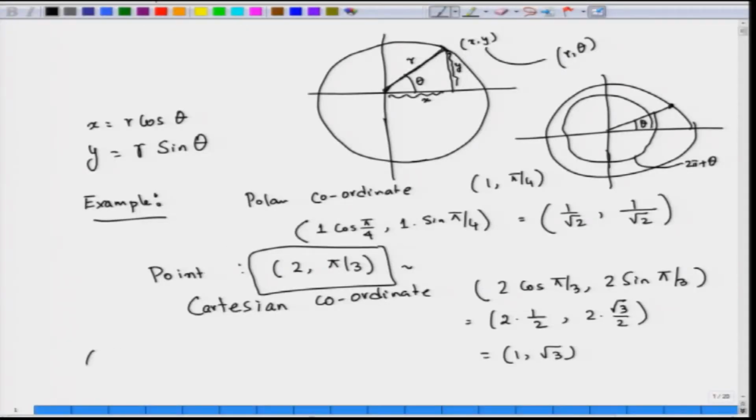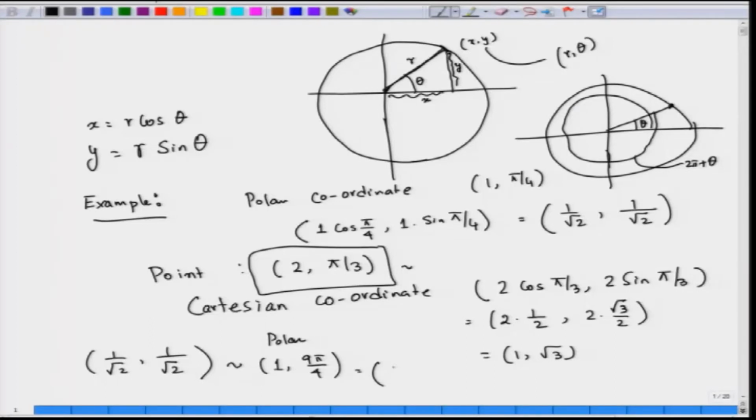So basically, if you look at 1 by square root of 2, 1 by square root of 2, in polar form we have seen that it is written as 1 and pi upon 4. We can also write this as 1 and 9 pi upon 4. So 1, pi upon 4 is the same as 1, 9 pi by 4 in the polar coordinate. As a matter of fact, we can write it as 1, pi by 4 plus 2 n pi, where n is an integer. After every 2 pi, I am going to hit the same point again. So polar coordinate has many representations, and what we want to take is the representation from 0 to 2 pi.